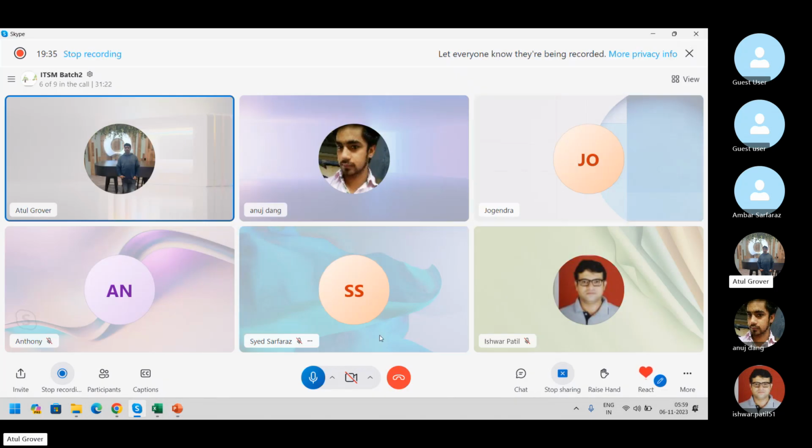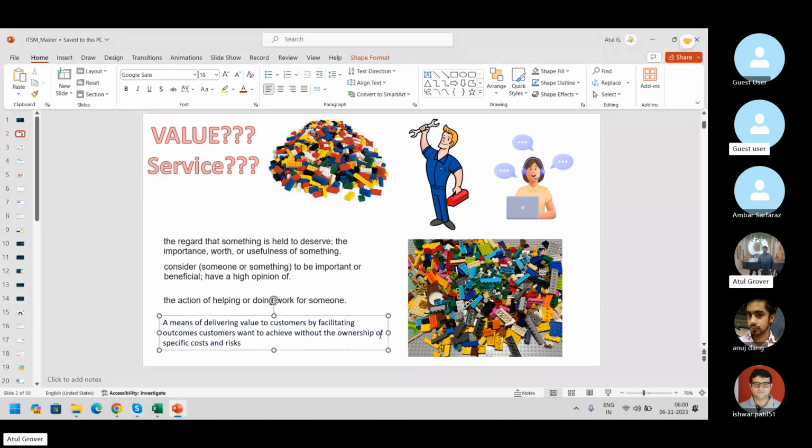Atul, your and our agreement is for X amount. Now we're not bothered whether it costs X plus 100 or X minus 100. You told us to give this amount, we are giving you this amount. But we want to achieve a value without ownership of the specific cost and the risk.